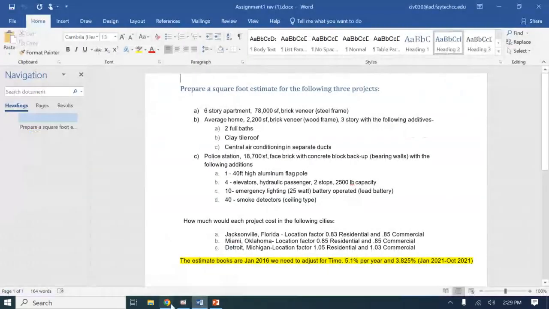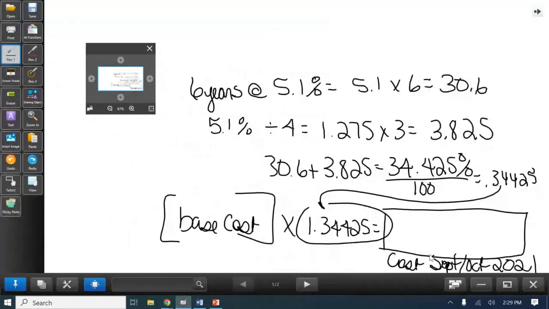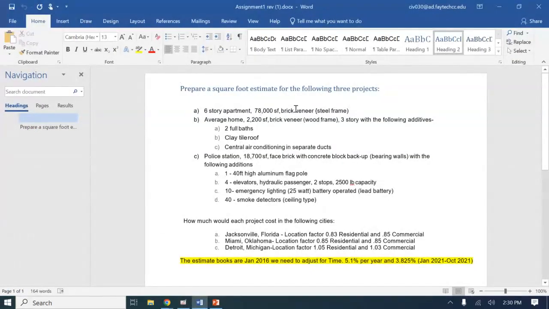Once you get your base cost, I would go ahead and adjust for time. So you got your base cost, multiply it by your time, which would be 1.34425 to get the cost for the brick veneer apartment in October 2021. So that would put us at 2021.